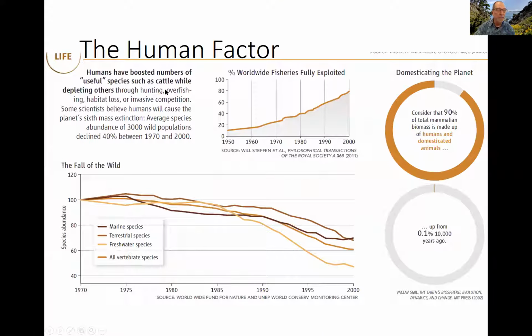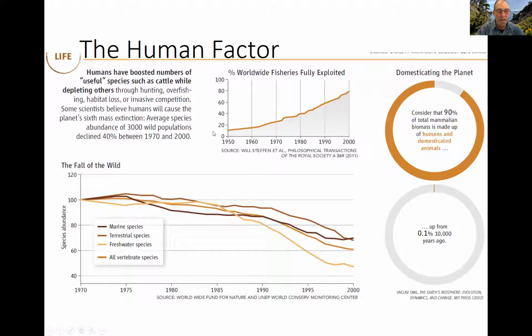So, we can break this down into a number of different impacts. Humans have boosted the numbers of species useful for human beings, such as cattle, while depleting the others. So through hunting, overfishing, habitat loss, invasive competition, very important. Many scientists believe that human beings will cause the planet's sixth mass extinction. And this is the material that was covered in the Colbert article.